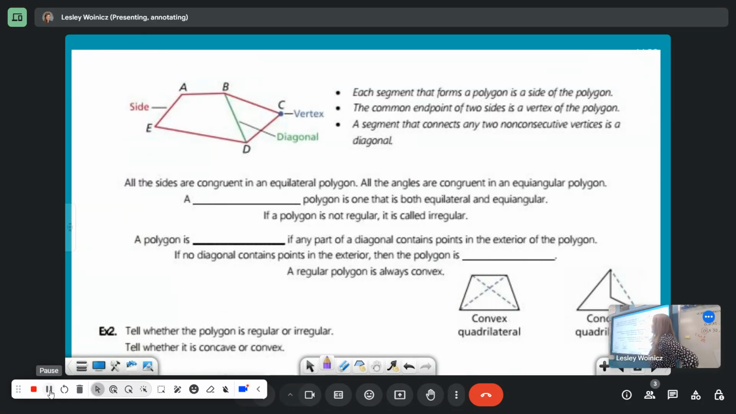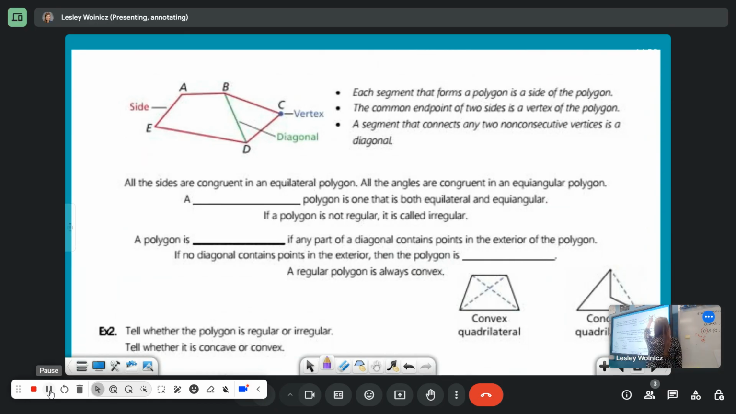Okay, so each segment that forms a polygon is a side of the polygon. So if you weren't convinced that the sides have to be flat and straight, the fact that the sides have to be segments should convince you. Segments are part of lines, and lines are straight. Okay, the common endpoint of two sides is a vertex of the polygon. A segment that connects any two non-consecutive vertices is a diagonal.